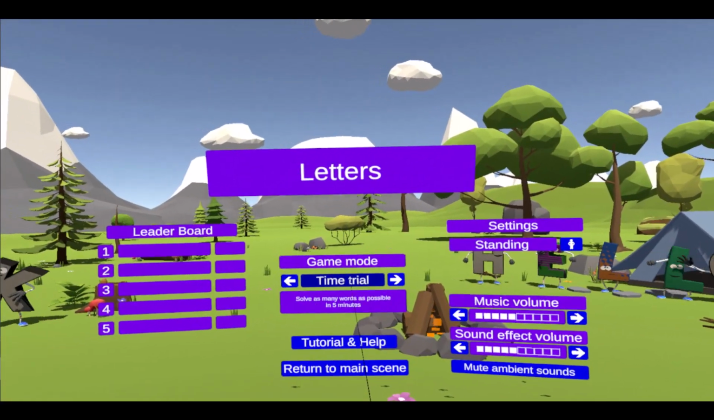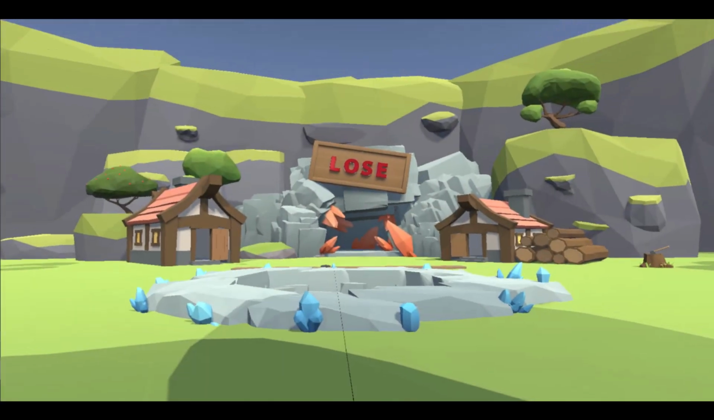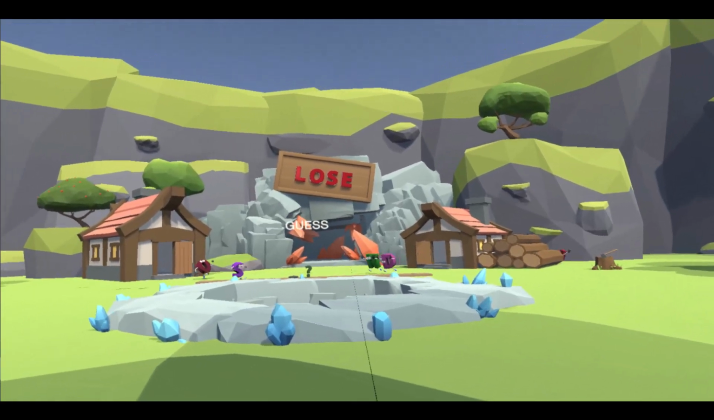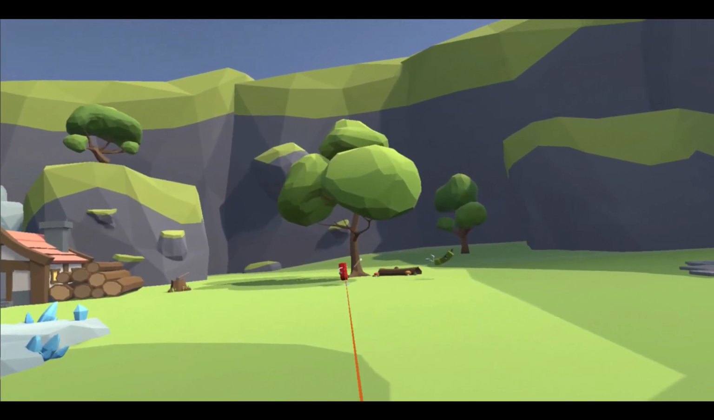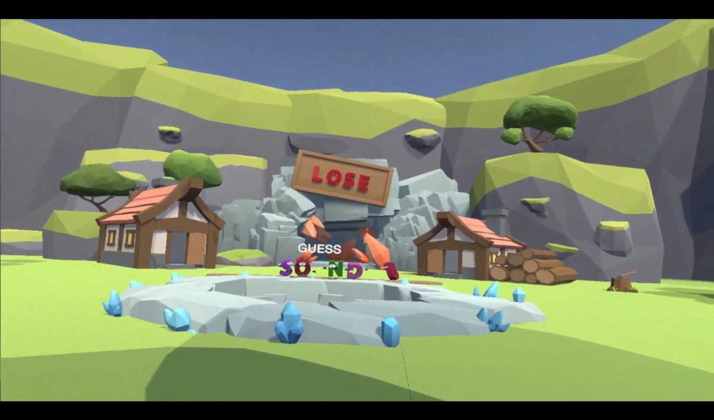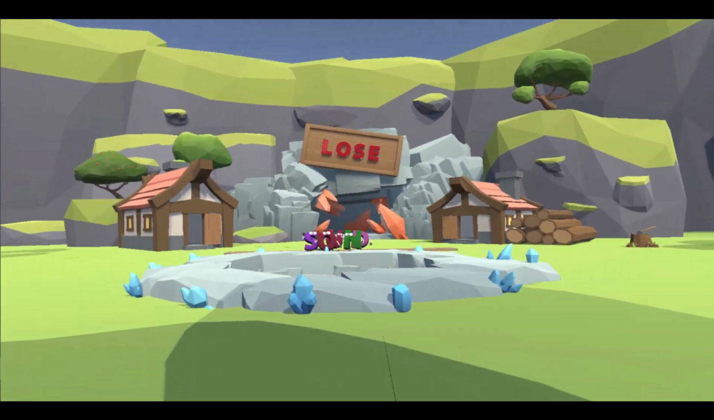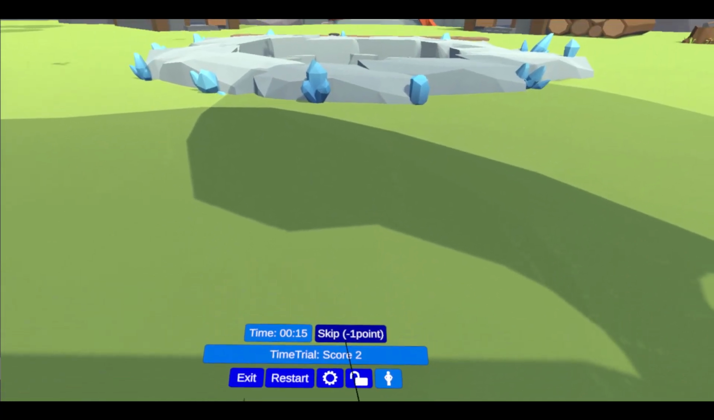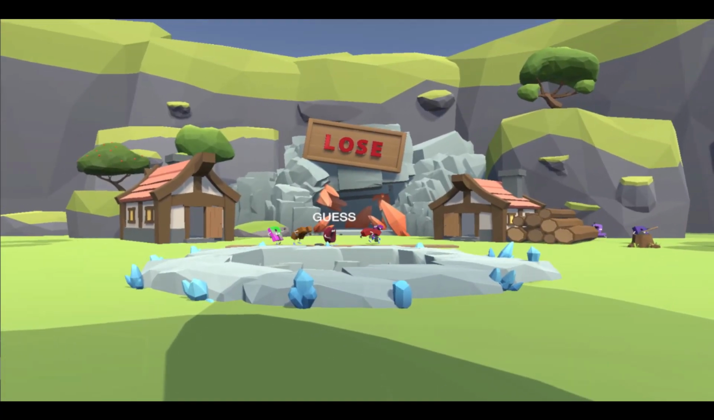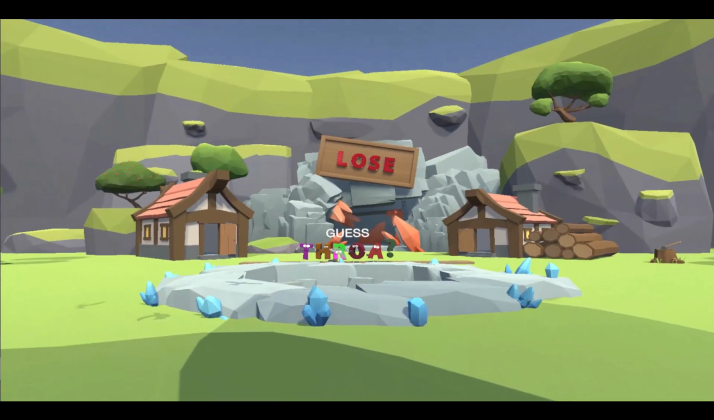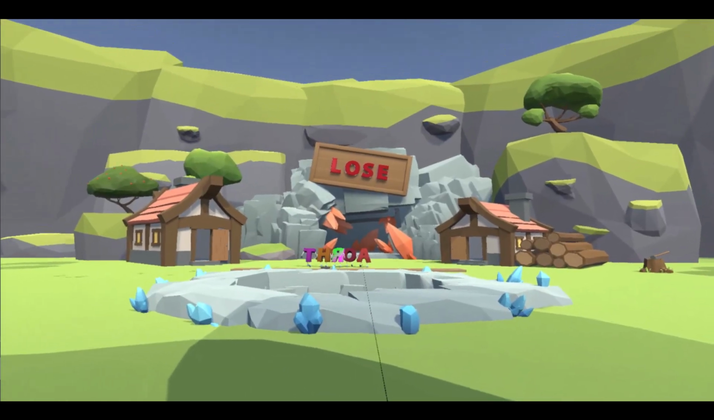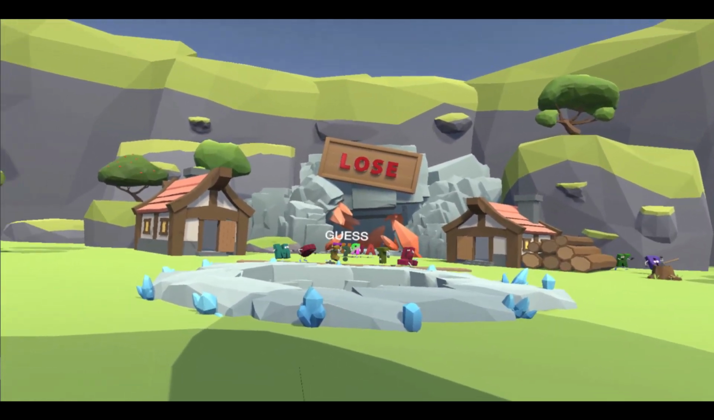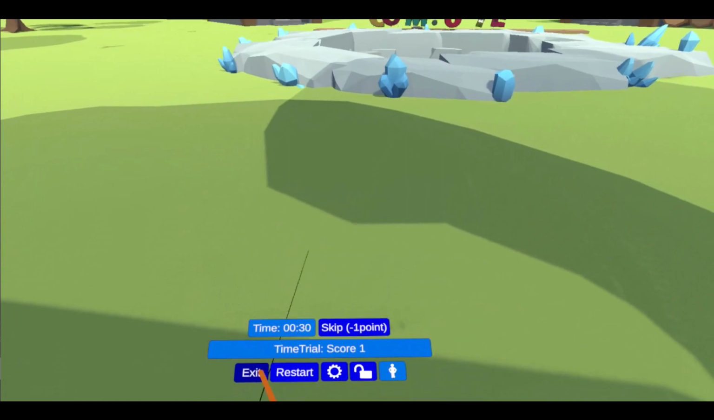So time trial is very similar, except you've got to do as many words as possible in 5 minutes. So it's the same environment, the same sort of setup. So you have your characters, and you've got your letters running around, and I'm assuming this is sound, and that's correct. Now you do have the option here to skip. So if you're not sure what it is, you can skip it, but you lose a point. So I have a score of 2 here. I can lose a point. The characters walk away, and the next puzzle comes out. So that is time trial.